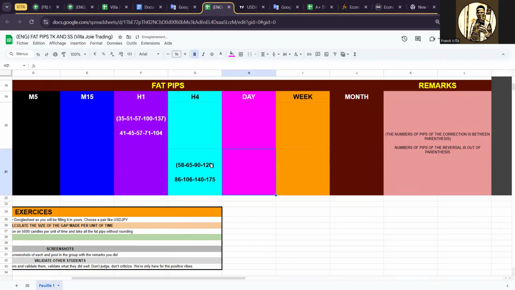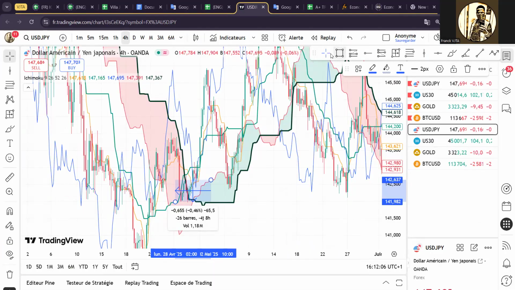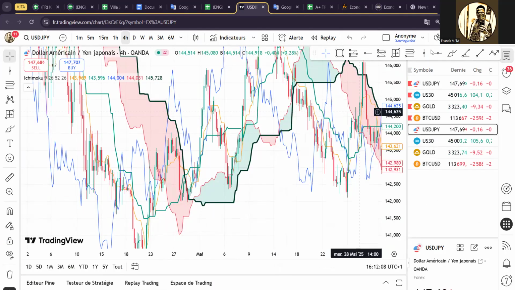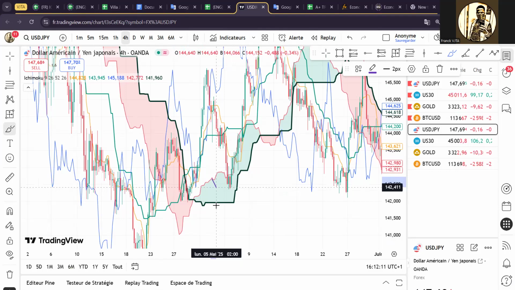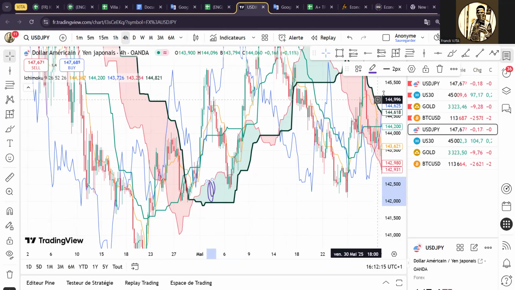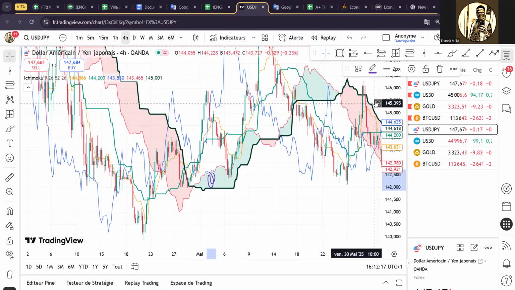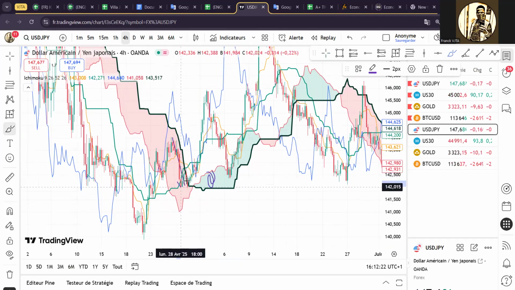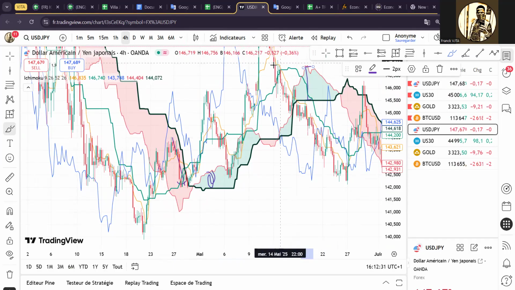So what do you have? You have the fact that you can have a higher number in correction. What does that mean? The size of a cloud that makes the price correct can be higher, can be bigger than the size of the cloud that makes the price reverse. What does that mean to you?